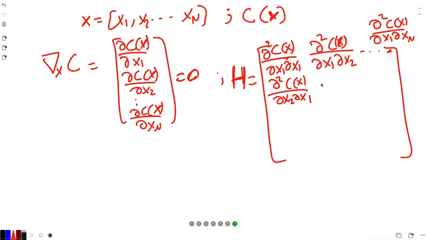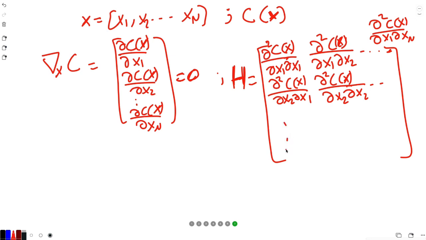And here it will be the second differentiation of c of x vector with respect to x2 square, double differentiation with x2. Maybe just to keep it in the same way and not to confuse you, it is correct to say it in this way, with dx2 with dx2, and so on.